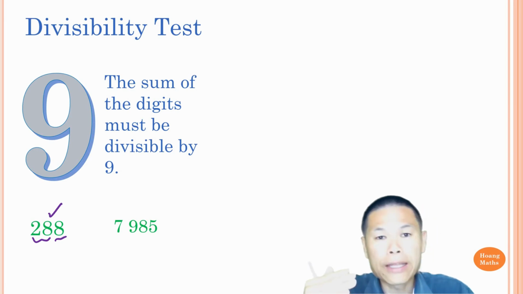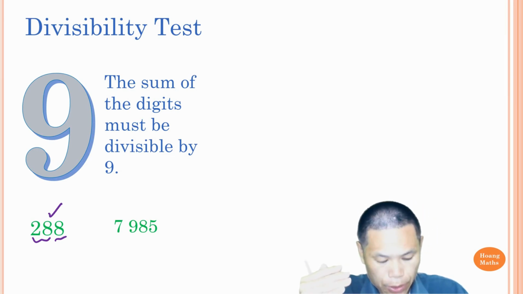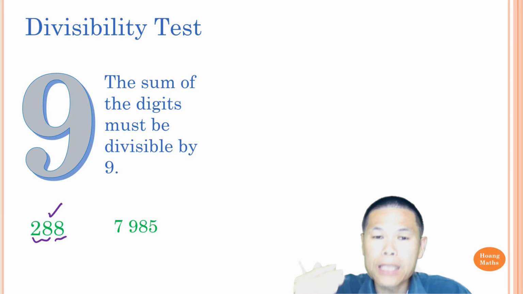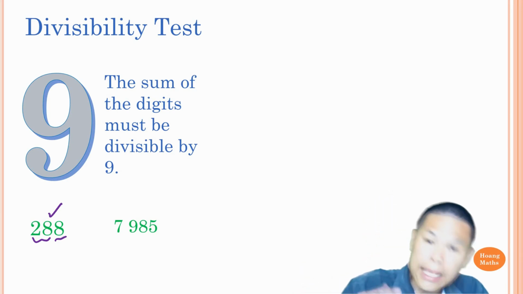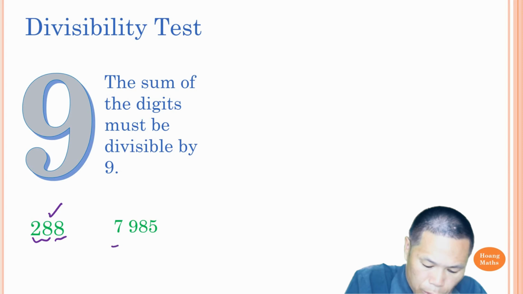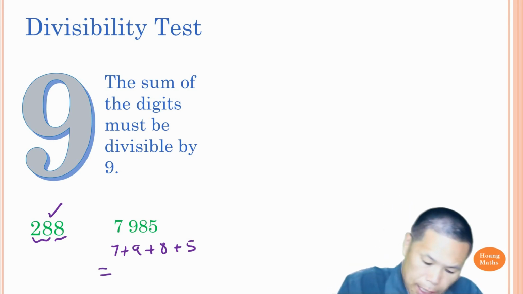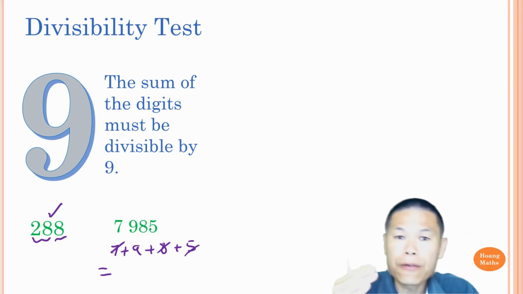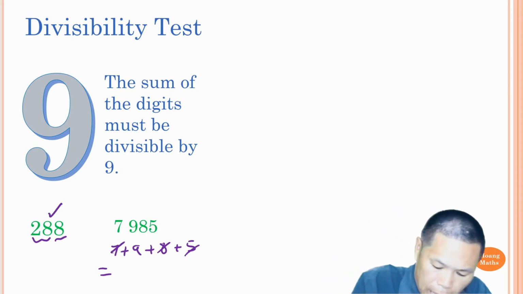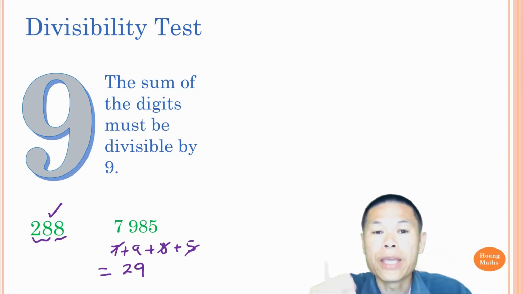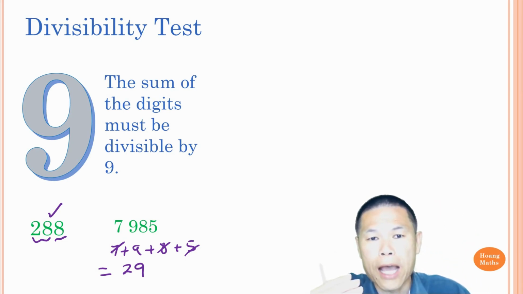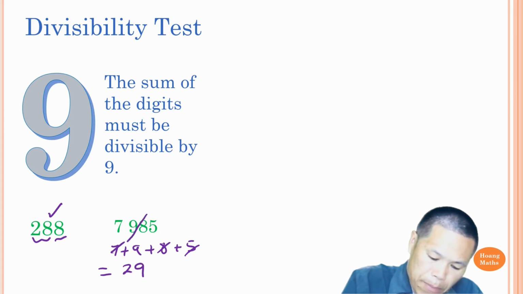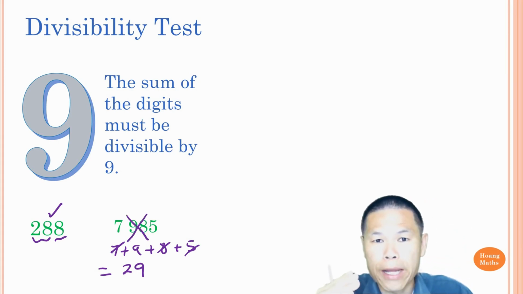Next one. 7,985. To work out whether this number is divisible by 9 or not, we just add those digits together. So we go 7 plus 9 plus 8 plus 5. Now 7 plus 8 is 15. 15 plus 5 is 20. And 20 plus 9 is 29. And 29 is not divisible by 9. So therefore, this number here is not divisible by 9.